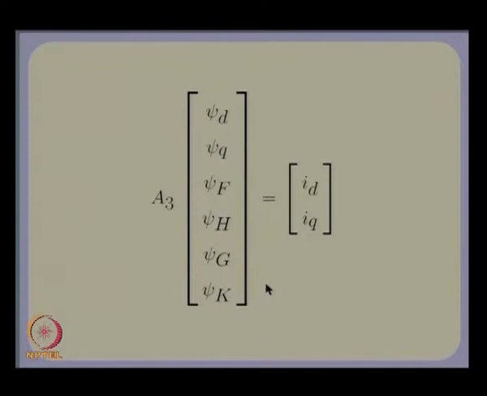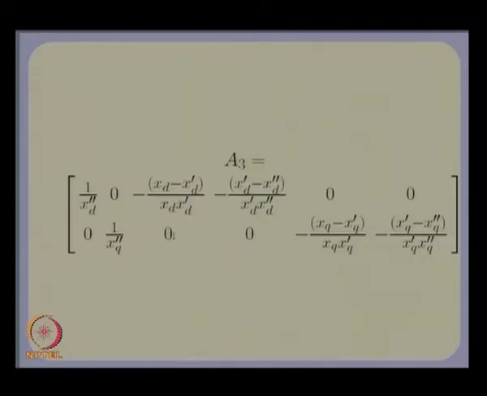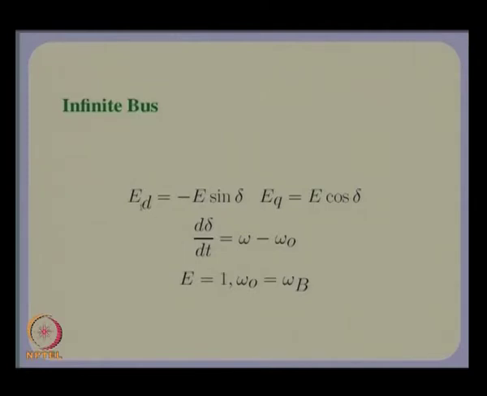Incidentally, A3 is given by this. We also see ED and EQ, which appear in these equations. In fact, ED and EQ appear in the algebraic relationship of ID and IQ, which we discussed some time ago. ED is equal to minus E sin delta and EQ is equal to E cos delta. This is by applying Park's transformation to EAN, EBN and ECN, which are the phase to neutral voltages of the infinite bus.